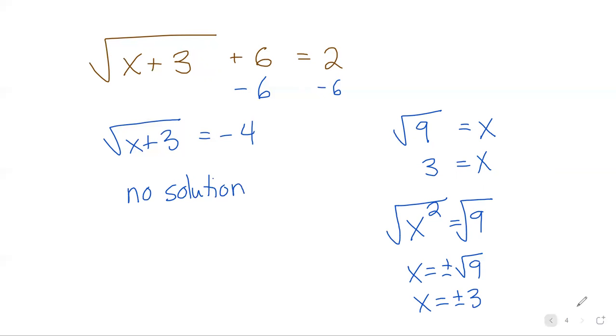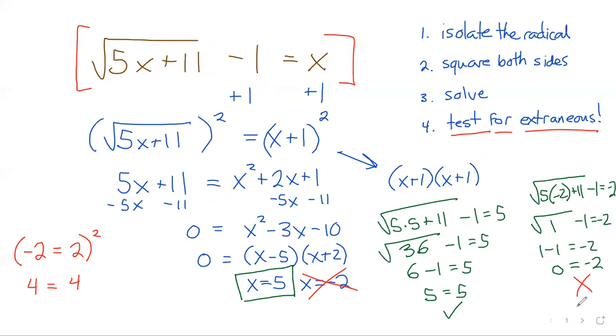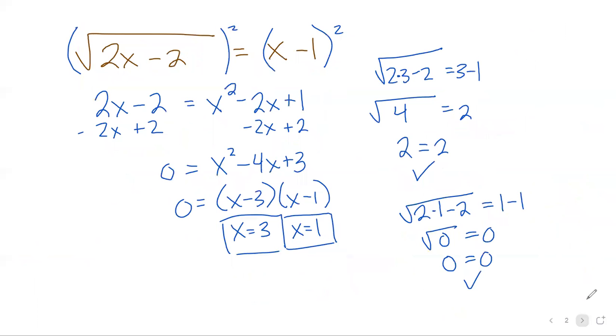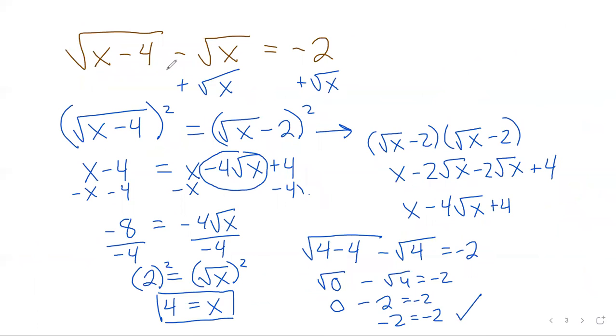So that's solving radical equations. And these are the basic steps. Isolate the radical, square both sides to get rid of the radical, solve, and then always, always, always, with radical equations, we have to test for extraneous solutions. And if we have an equation with two radicals in it, we isolate one, square both sides, then isolate the other, square both sides, and that should get us to our solution.